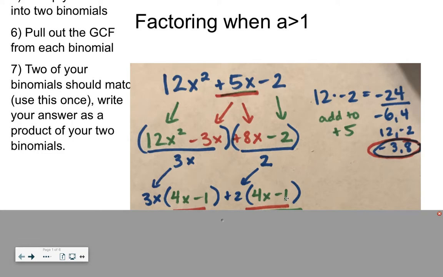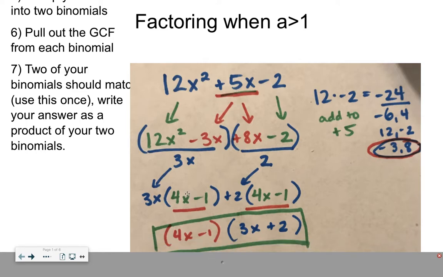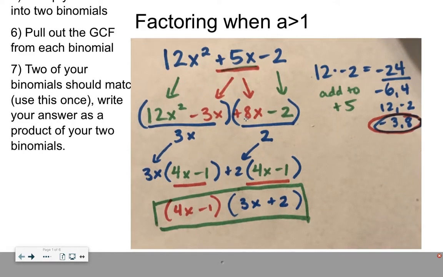When you do this step, you should hopefully notice something. What you're hopefully noticing is that the answers in your binomials here are the same. They should match. This is one of the binomials in your answer. The other binomial is found here on the outside. So I would write this as 4x minus 1 times 3x plus 2. So that was how you factor when a is greater than 1.